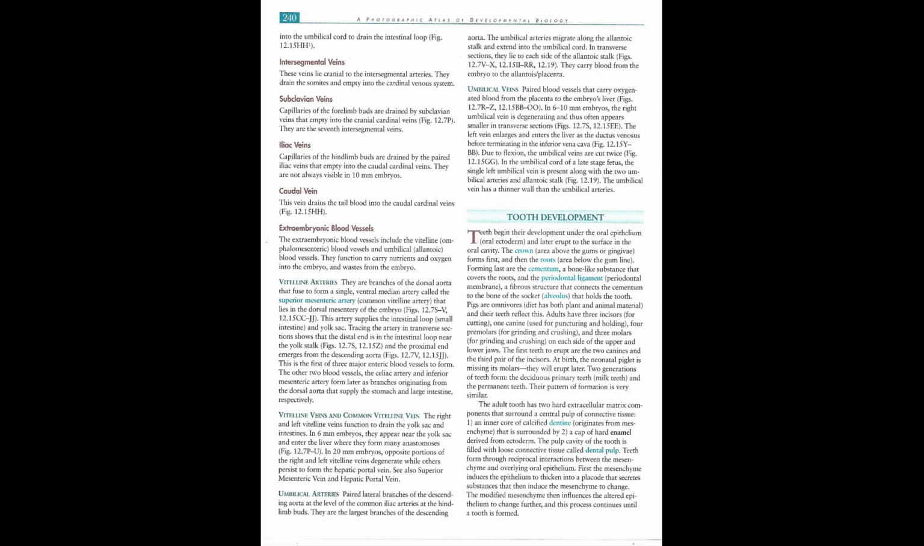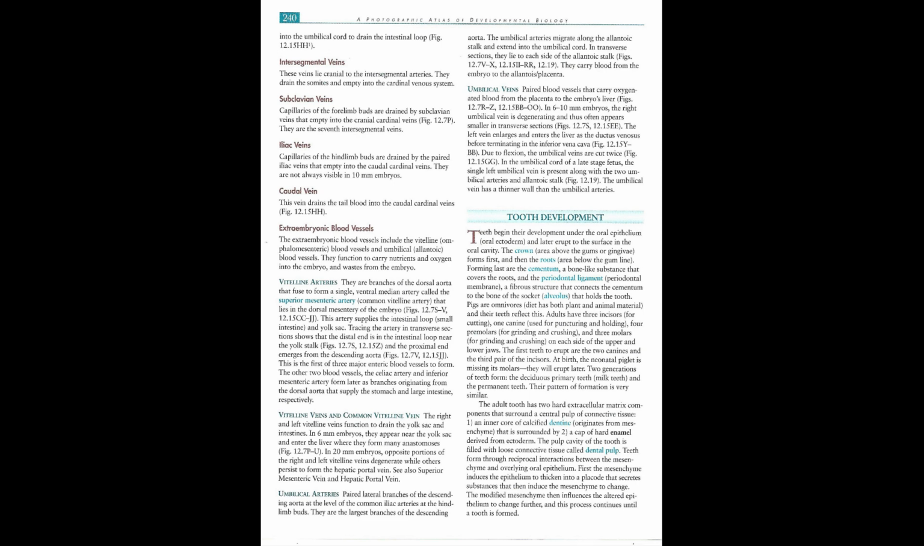They will erupt later. 2 generations of teeth form, the deciduous primary teeth, milk teeth, and the permanent teeth. Their pattern of formation is very similar. The adult tooth has 2 hard extracellular matrix components that surround a central pulp of connective tissue. 1, an inner core of calcified dentine, originates from mesenchyme, that is surrounded by 2, a cap of hard enamel derived from ectoderm. The pulp cavity of the tooth is filled with loose connective tissue called dental pulp.